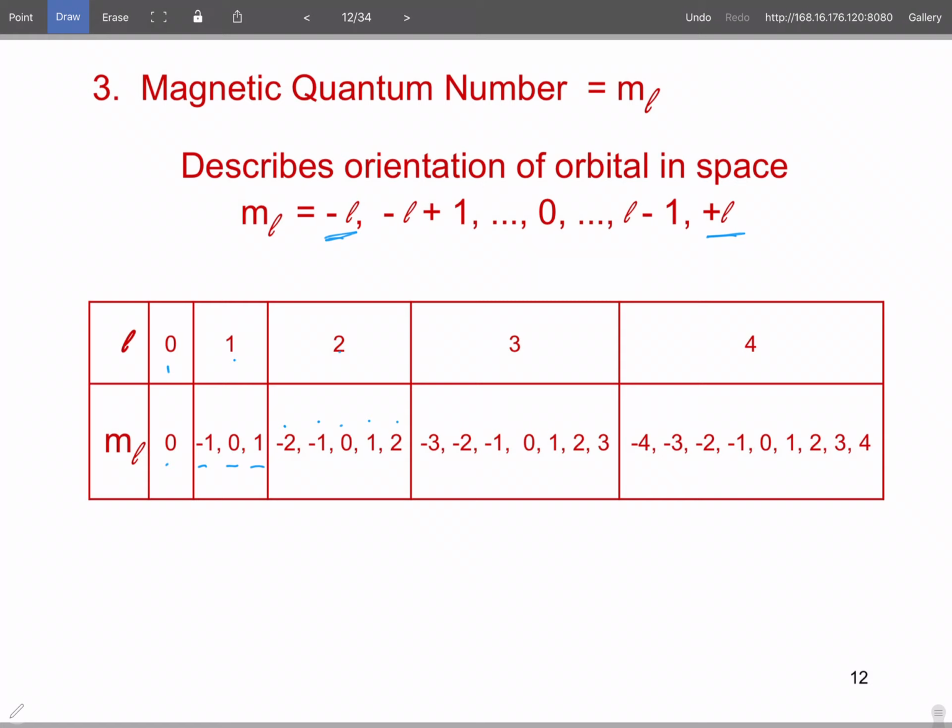Okay. And remember, this is the S. This is the P, this is the D's, and these are the F's. Okay. So now, there are 2 electrons because of the spin. We'll get to that one in just a minute. So 2 electrons per orbital. So that means there are 2 here. In the P, I have 3 times 2. That means I have 6 electrons.